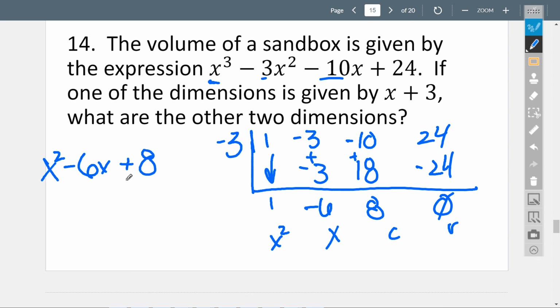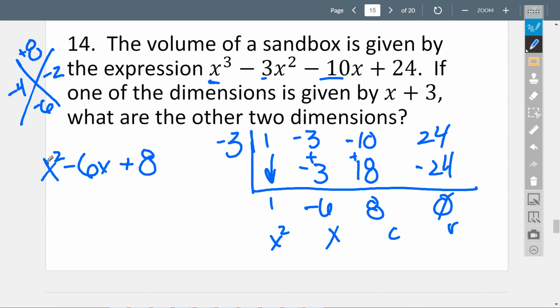Well, now I need to factor this. So I'm going to factor this now. So positive 8 on the top, a times c, b on the bottom. Two numbers that multiply to 8 and add to negative 6 are negative 4 and negative 2.